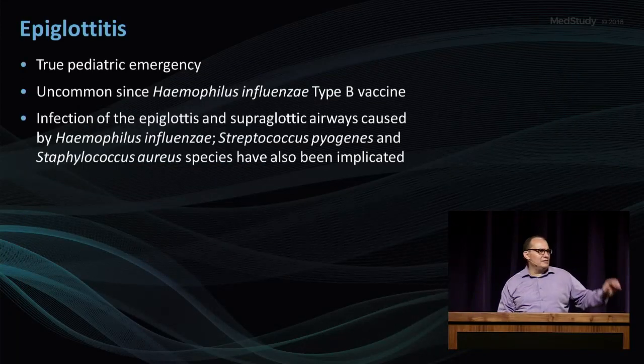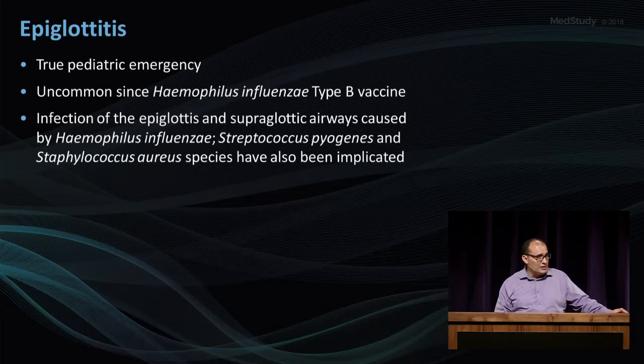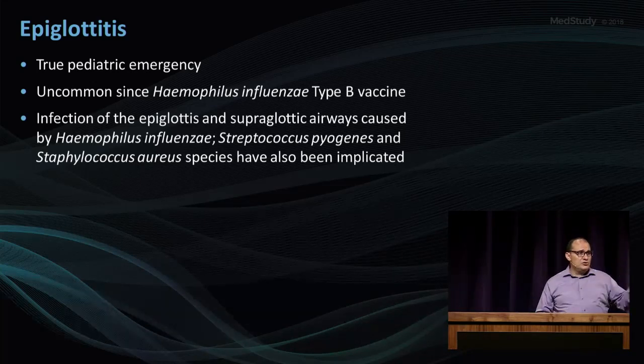So true pediatric emergency. Uncommon since we have the vaccine for the Haemophilus influenzae type A, B, but unfortunately we have the non-typable. They are smart. It's an infection of the epiglottis, the supraglottic airway, caused by Haemophilus influenzae, but also caused by Streptococcus pyogenes. Staph also can be implicated. And that's why the non-typable comes first, then strep and staph.